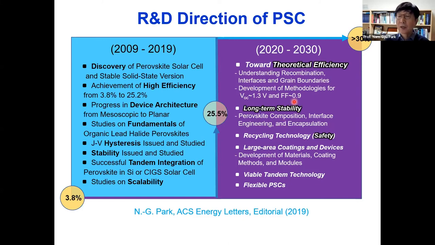And then for the next 10 years, probably we have to try to reach the theoretical efficiency by managing the recombination issue, interfacial engineering and grain boundary engineering. And long-term stability is a very critical issue now.